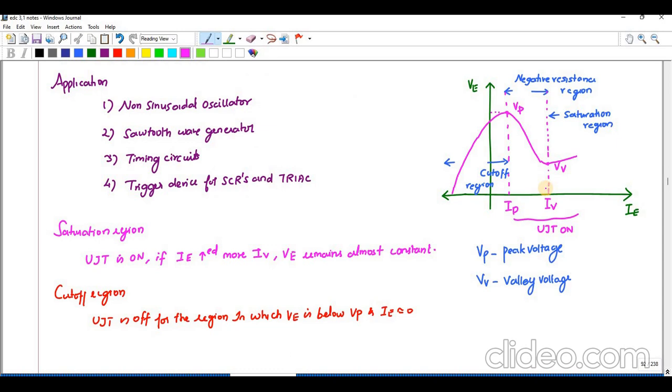So the applications of the UJT are: it is used to generate a sawtooth waveform, it is used as a timing circuit, and it is used to generate a non-sinusoidal oscillator. It is not a sine wave, right? And it is also used as a triggering device for SCR, silicon controlled rectifier, and triac.